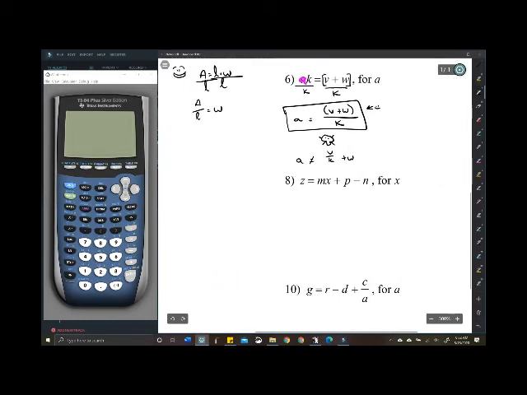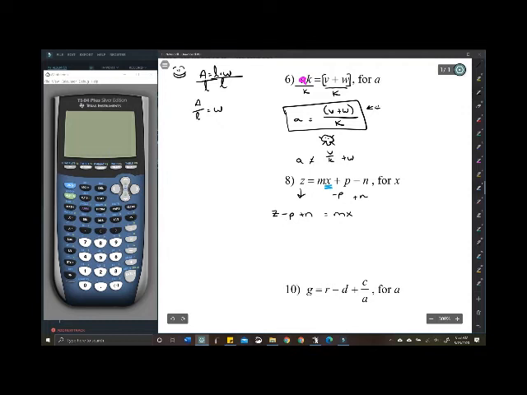Number 8. This time solving for x. So I have x here. The first thing we're going to do is the opposite of PEMDAS. So we actually want to subtract the p and add the n over. It doesn't necessarily matter what order you do those in. Okay, but notice first we have z minus p plus n is equal to mx.